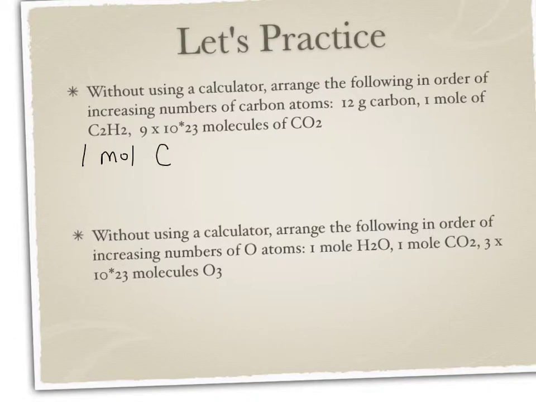And then we have 1 mole of C2H2. So you also might recall that in order to determine the number of moles given in a formula unit, you would multiply by the number that is the subscript for that element. And so since the subscript for carbon is 2, that means that we have 2 moles of carbon in 1 mole of C2H2. All right, so so far we have 1 mole of carbon and 2 moles of carbon in C2H2. And then we have 9 times 10 to the 23rd molecules of CO2.